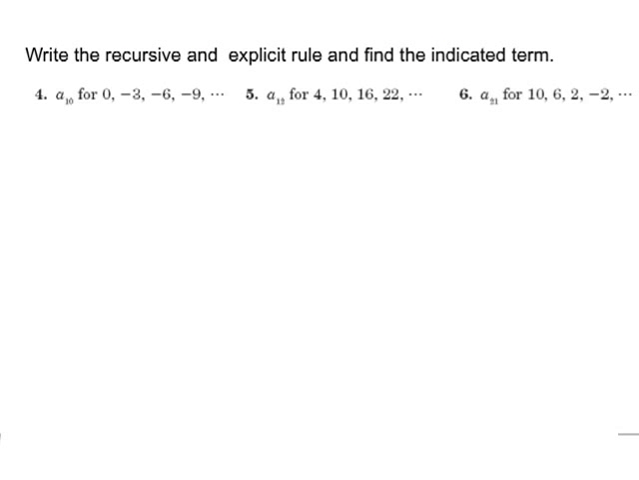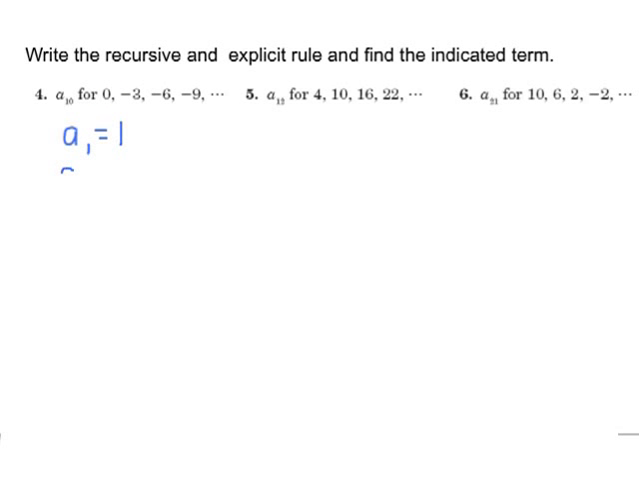In this next problem, it asks us to write the recursive and the explicit rule and then find the term. Okay, so here we have the sequence here. So let's write the recursive rule for that first. To write the recursive rule, remember we need the first term, so I need to say a sub 1 is, what is a sub 1? Well, it's right there. Okay, so I'm going to put a 1.